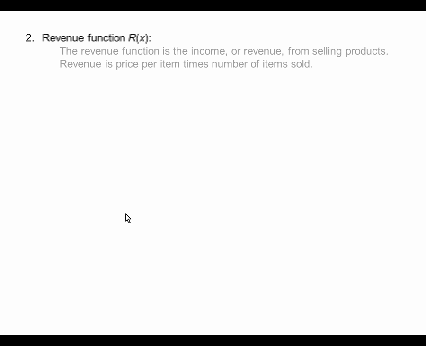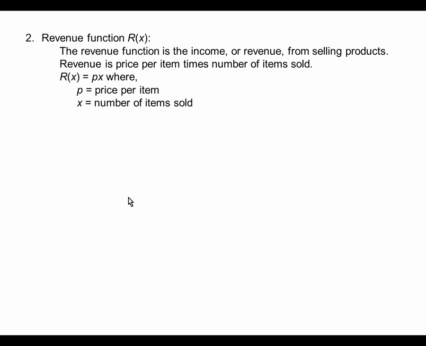The revenue function, R of x. Again, notice these are capital letters. The revenue function is the income or revenue from selling products. Revenue is price per item times the number of items you sold. It's like if you're selling purses for $12 and you've sold 2 of them, your revenue is 2 times 12. So R of x is little p times x, where p is the price per item and x is the number of items sold. Notice it's an incredibly simple function. The price per item is sometimes called the unit price.